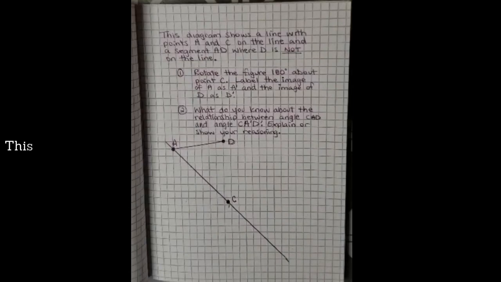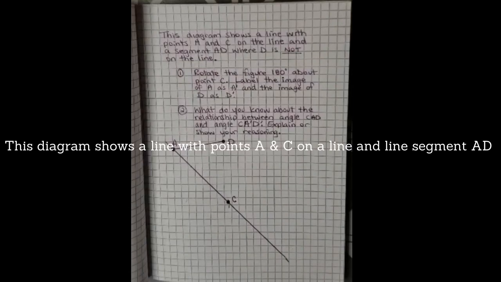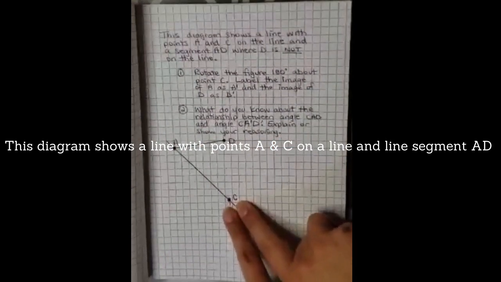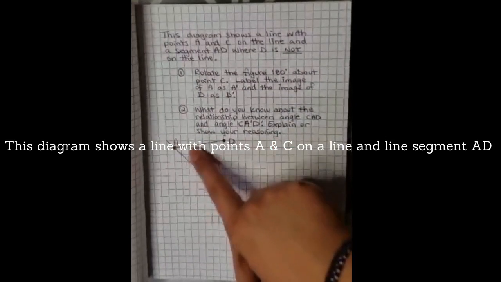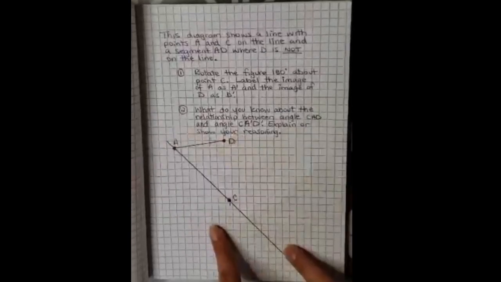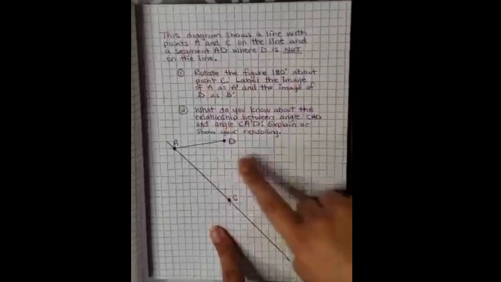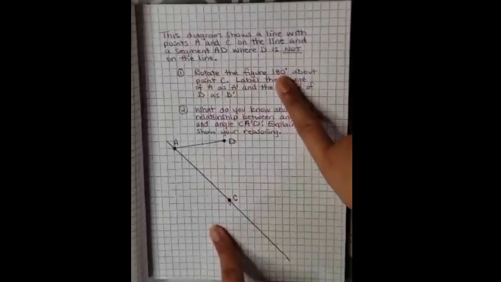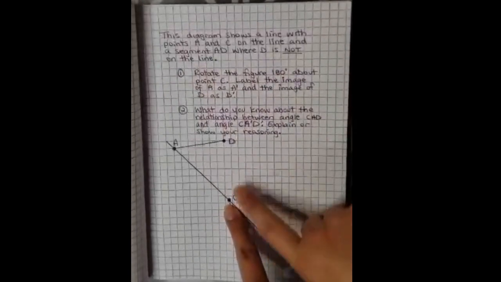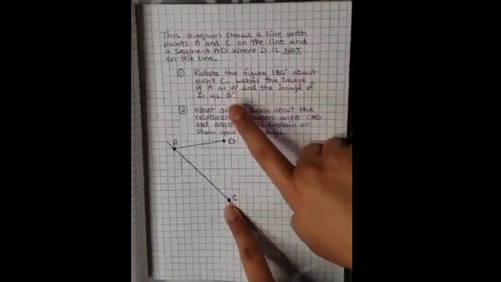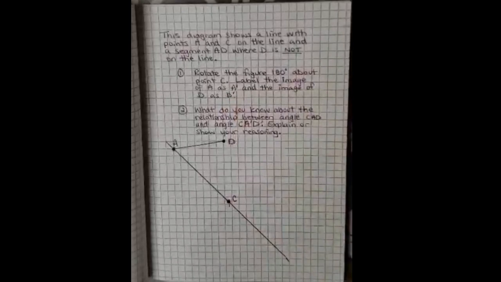So this one says, this diagram shows a line with points A and C on a line. Okay, so we have A and C on a line. And line segment AD, where D is not on this line. We are going to rotate this figure 180 degrees around point C. We will label our new image as A prime and D prime, and then we're going to see what that looks like.